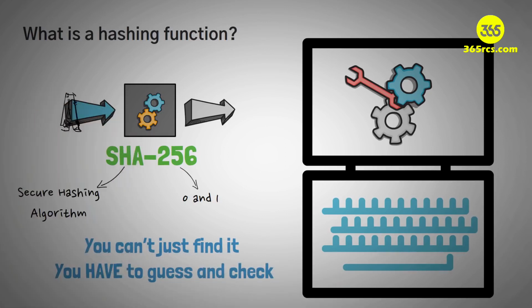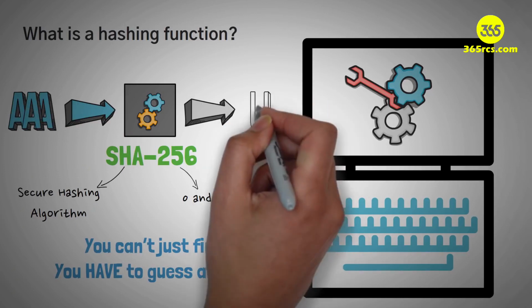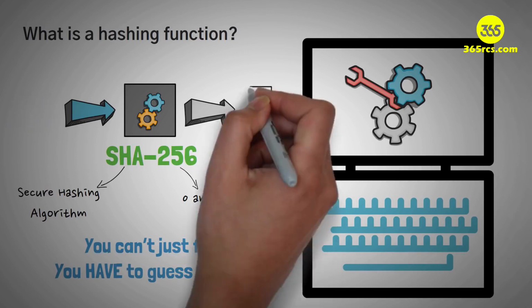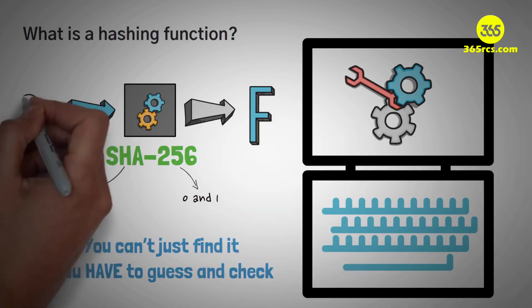So if you give it A, it will give you D. Then if you give it AA, it'll give you J. And then if you give it AAA, it'll give you U. Imagine if you wanted to find out what gave you an F. You'd have to just keep adding more A's until you found it.